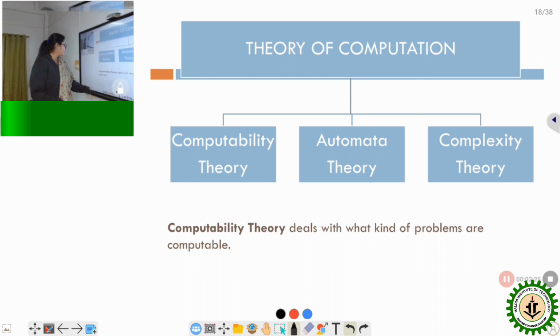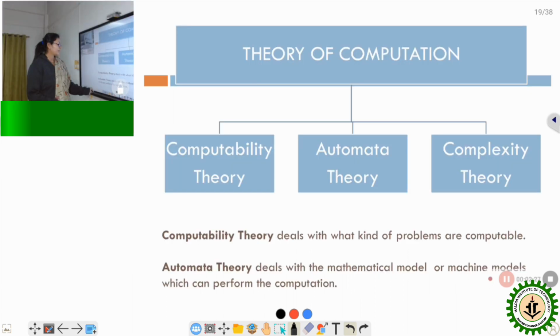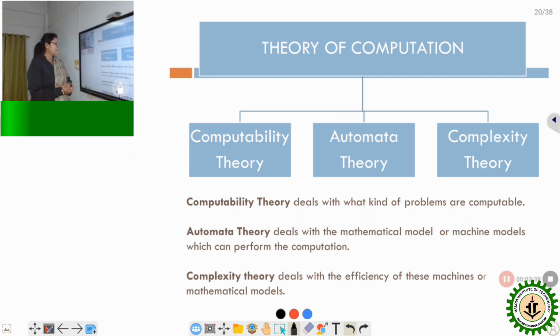Next is automata theory. Automata theory deals with the mathematical models which can perform the computation. And the third one is complexity theory. Complexity theory deals with the efficiency of these machines or mathematical models.